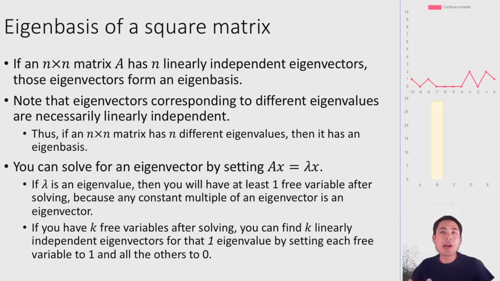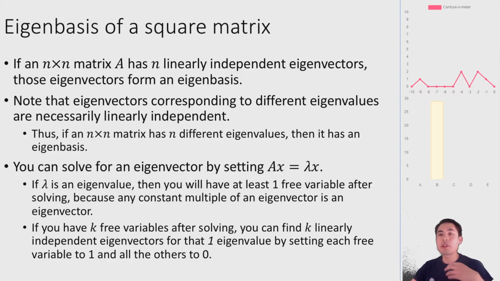So we have our eigenbasis of a square matrix. If you have n linearly independent eigenvectors, those eigenvectors form an eigenbasis, which means that you can write any other vector in terms of multiples of those vectors, of the eigenvectors. There were a couple of things I mentioned last time. If two eigenvectors correspond to different eigenvalues, then they're independent. So if an n by n matrix has n different eigenvalues, then it has to have an eigenbasis.